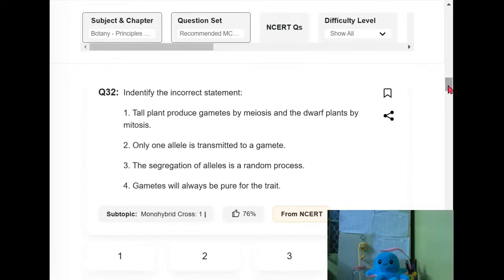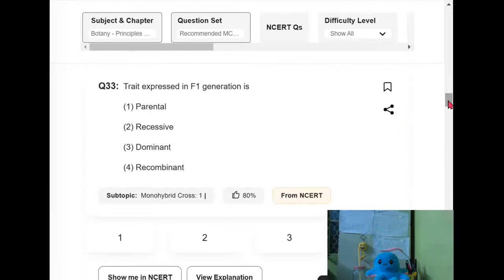Identify the incorrect statement. Tall plant produces gametes by meiosis and the dwarf plant by mitosis. Only one allele is transferred to a gamete. The segregation of alleles is a random process. Gametes will always be pure for the trait. The first one is the incorrect statement. Trait expressed in F1 generation is dominant.